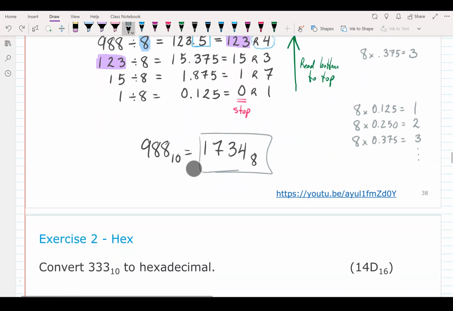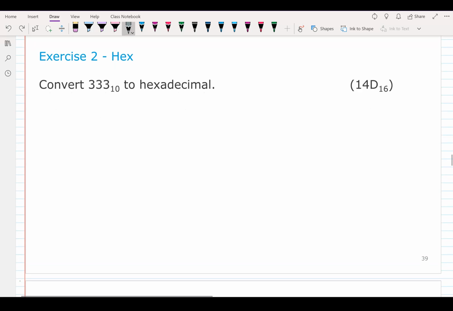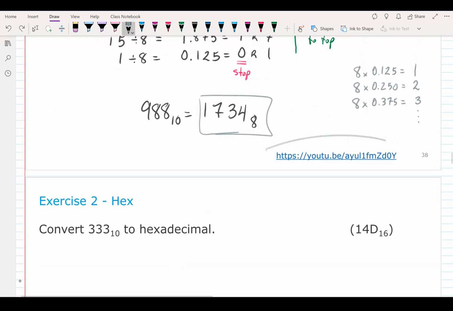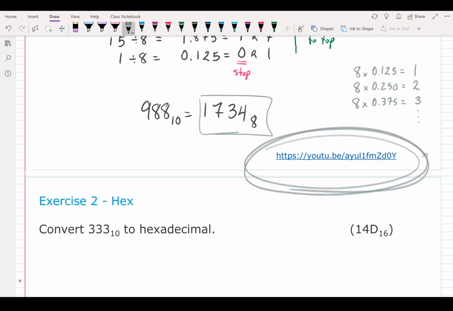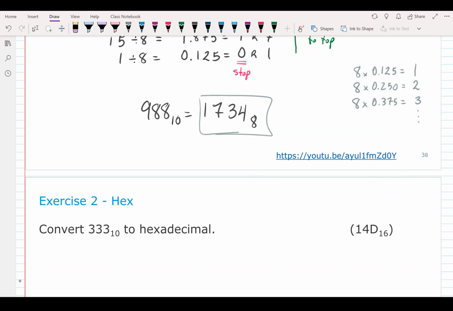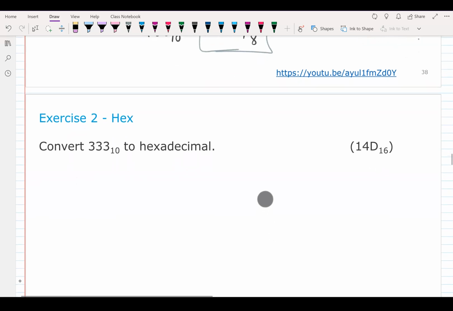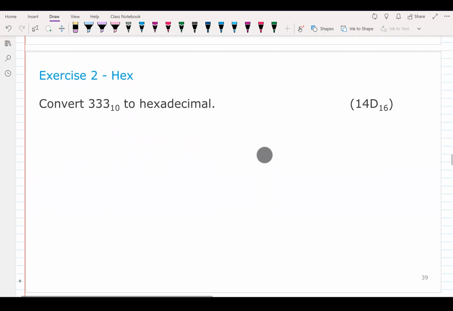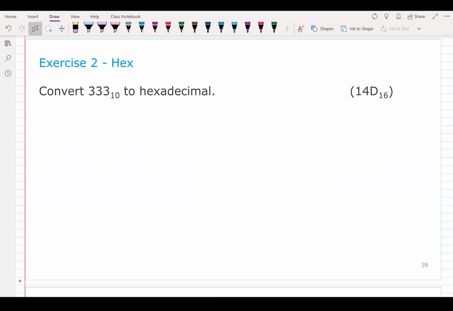Hexadecimal is done the exact same way with a little bit of a twist. And by the way, before I forget, if you need another way of thinking about this question, another little bit of practice on it, go to that YouTube link and it'll explain it to you. It's the Organic Chemistry Tutor, who is actually one of my favorite YouTubers.